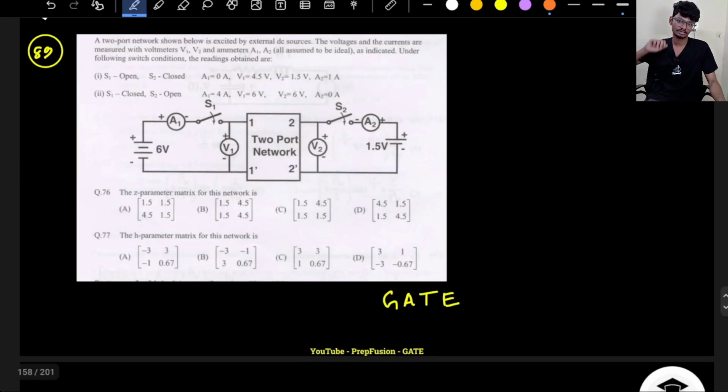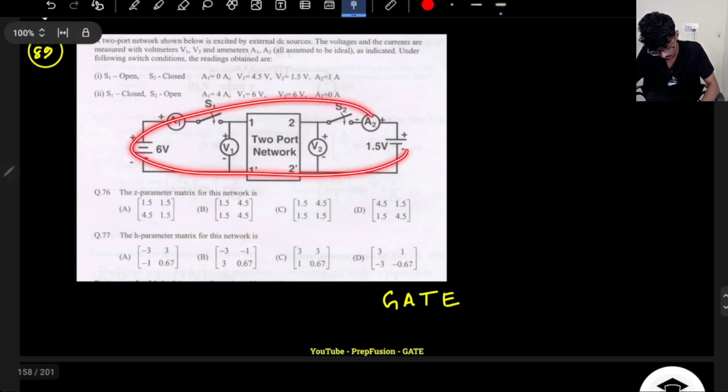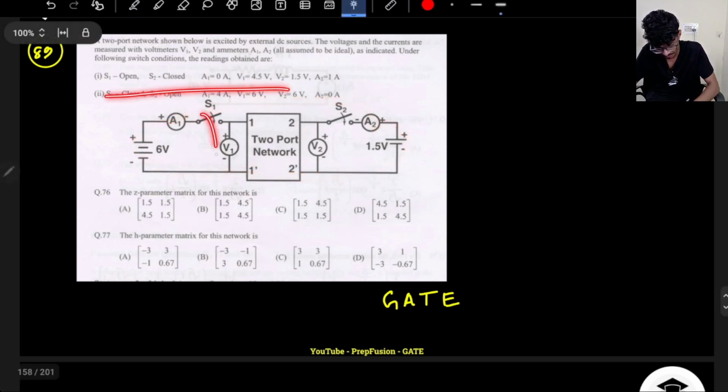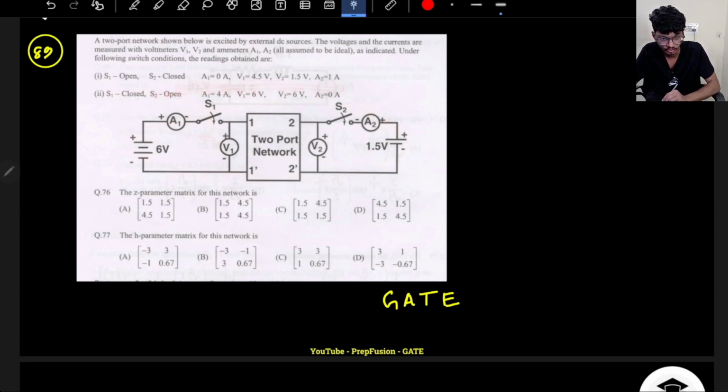Next question is a very interesting question. What they have told you is that there are many ways to solve this question, so we will try to reach the best solution. Here a network is given, and a few conditions are given: if the ammeter is closed, if it is open, and the values are given. The port voltages, port currents are given. They are asking us to find the Z parameter and the H parameter.